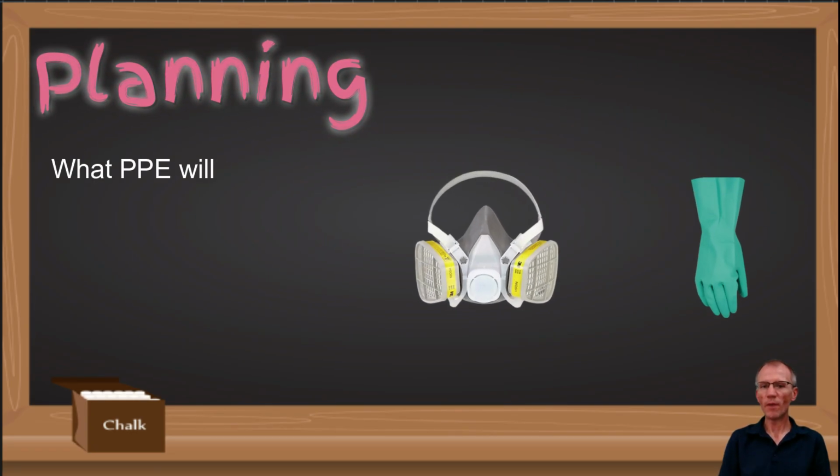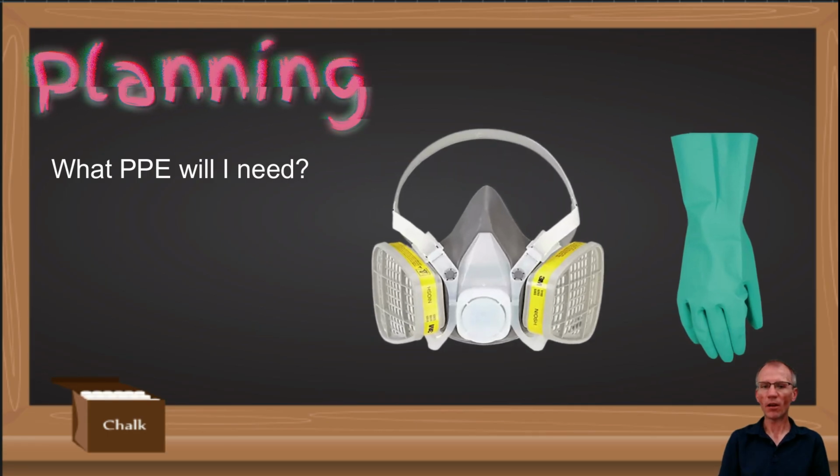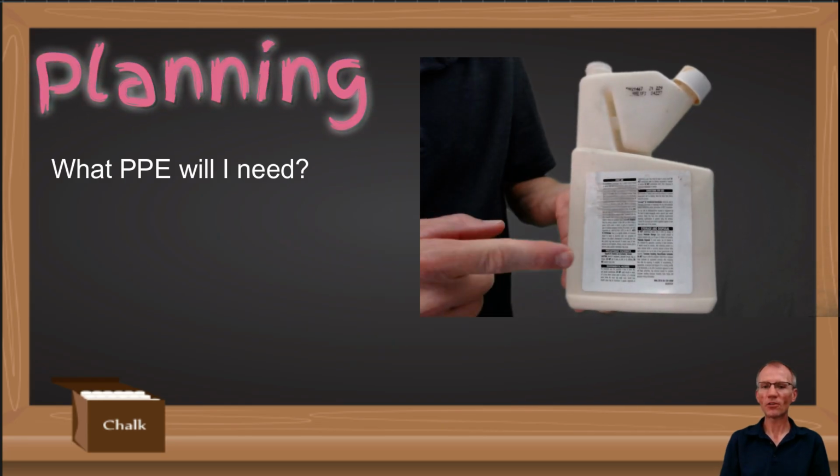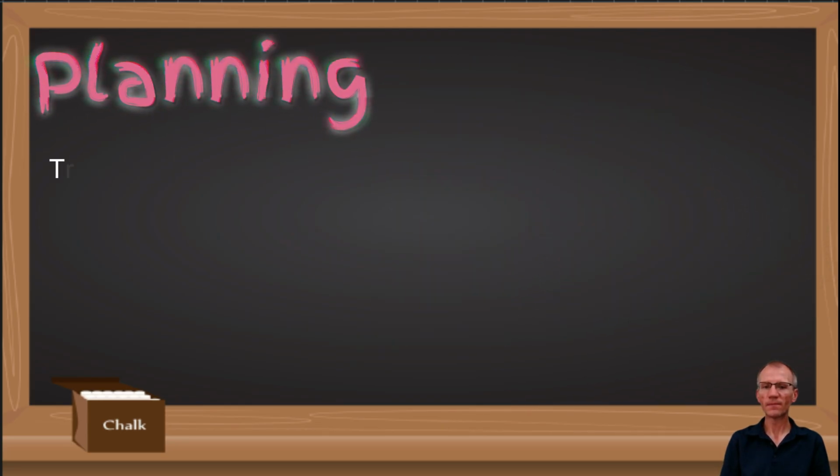We have to choose what personal protective equipment to wear. Safety is number 1. It's imperative that we protect ourselves and others around us. Always choose what personal protective equipment to wear by reading that label and understanding what's required.